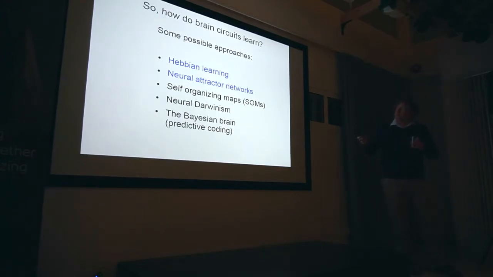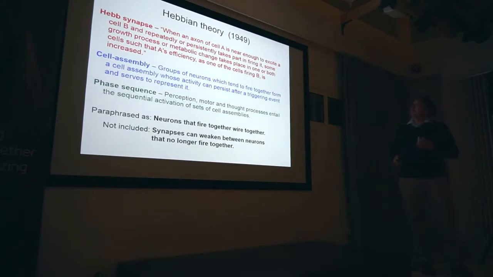I'm going to talk about Hebbian learning and specific neural network models, how that's an implementation of Hebbian learning. First, Hebb's theory. Donald Hebb wrote a book, The Organization of Behavior, in 1949, and he postulated three postulates that have been quite influential in neuroscience.